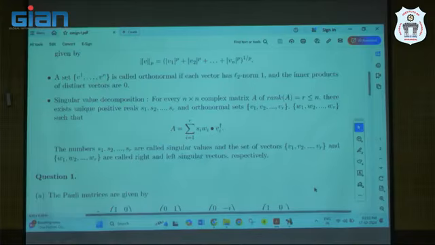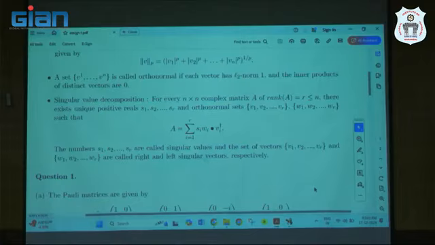A set V1 to Vn is called orthonormal if each vector has L2 norm 1 and the inner products of distinct vectors are 0. So the pairwise inner products are all 0. That entire set is called an orthonormal set. Each vector has L2 norm 1 and all the pairwise inner products are 0. This also I will provide to you, don't worry.